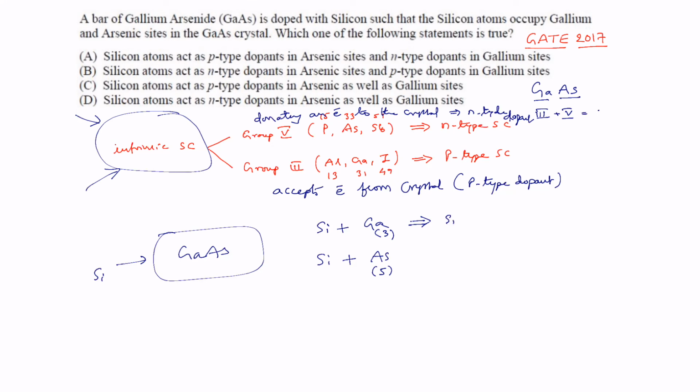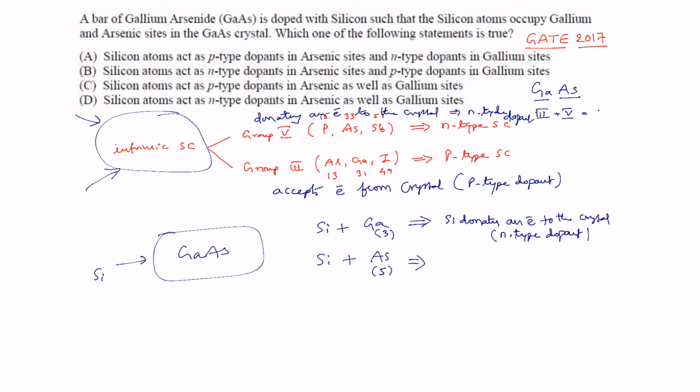That means silicon donates an electron to the crystal, that is, to gallium arsenide. Since it is donating an electron, it is called an N-type dopant. And in this case, arsenic is a group 5 element which has 5 valence electrons, but it requires only 4 as a part of the characteristic of a compound semiconductor. So it loses an electron.